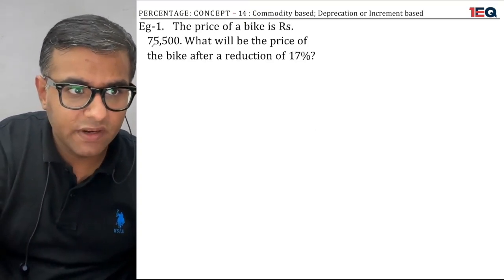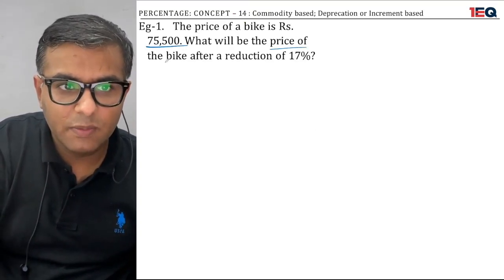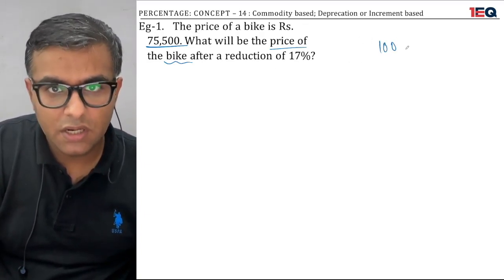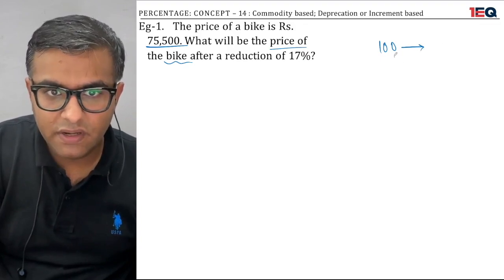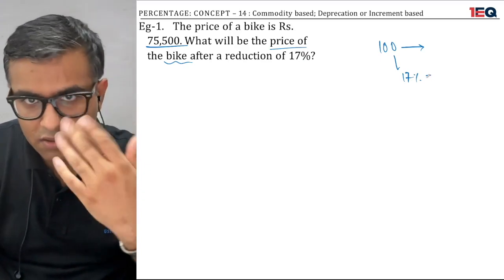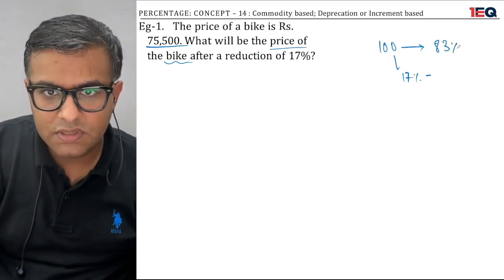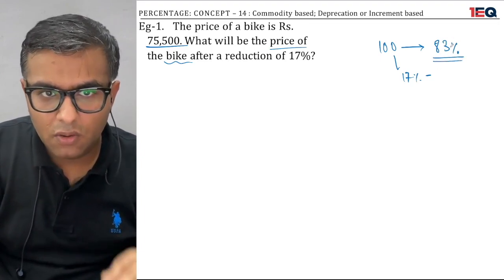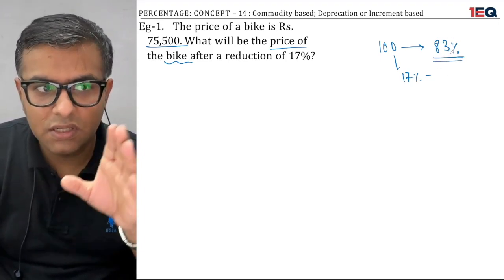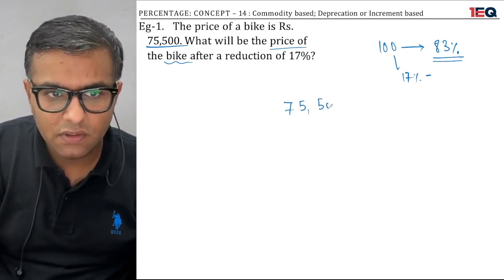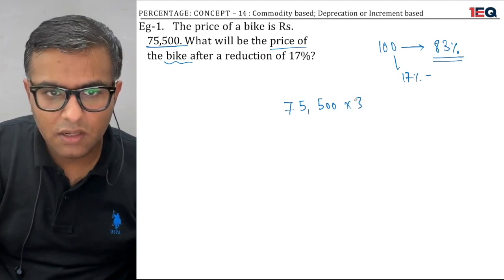The price of a bike is 75,500. What will be the price of the bike after a reduction of 17%? I am assuming the price of the bike was 100 and there is a reduction of 17. So out of 100, when I reduce 17%, it only leaves 83% with me. Now I have to multiply this 83% with 75,500, so 75,500 multiplied by 83%.